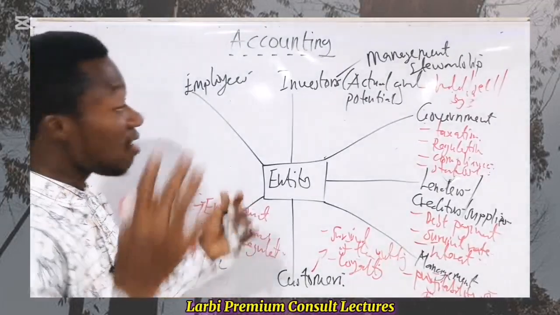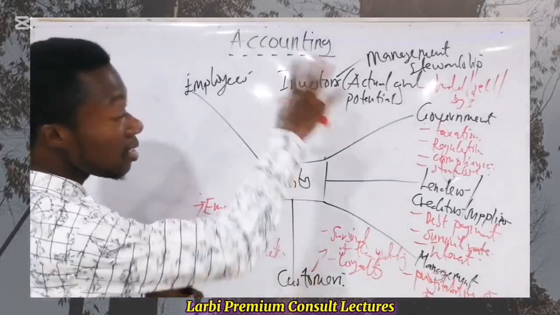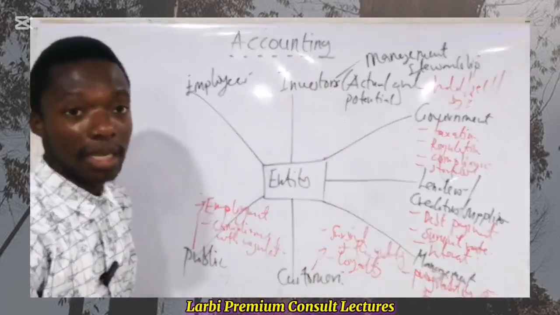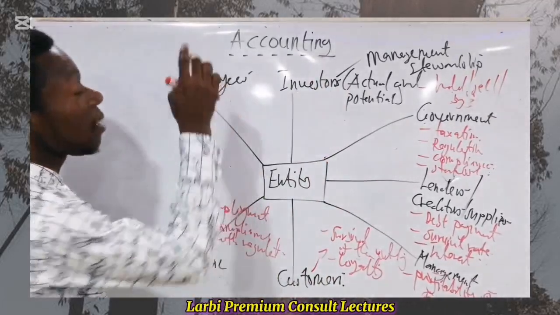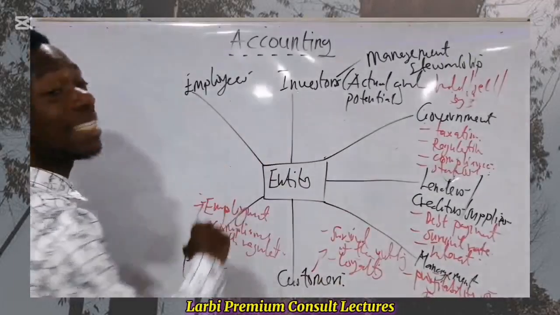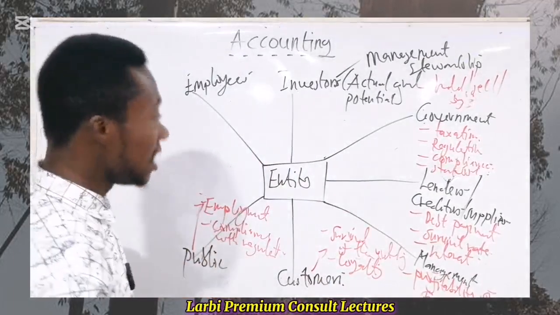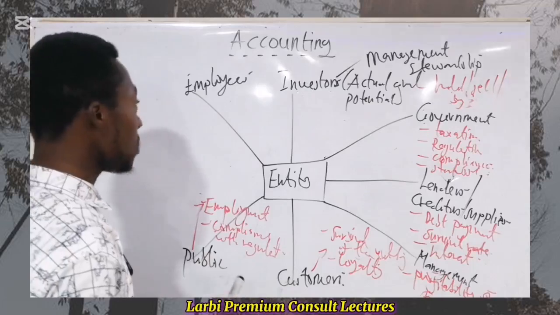So these are the things that the public is also looking at. Public: you and I, everyone. So we are the public. All these users are part of the public, right? And then employees. Employees are also internal users of the accounting information. They need the accounting information.